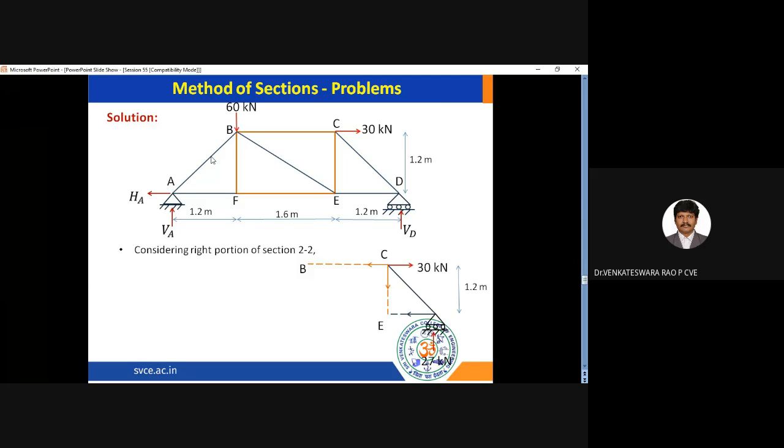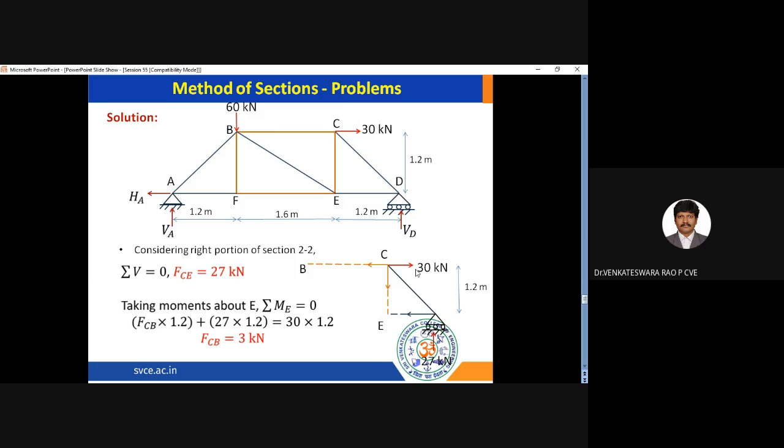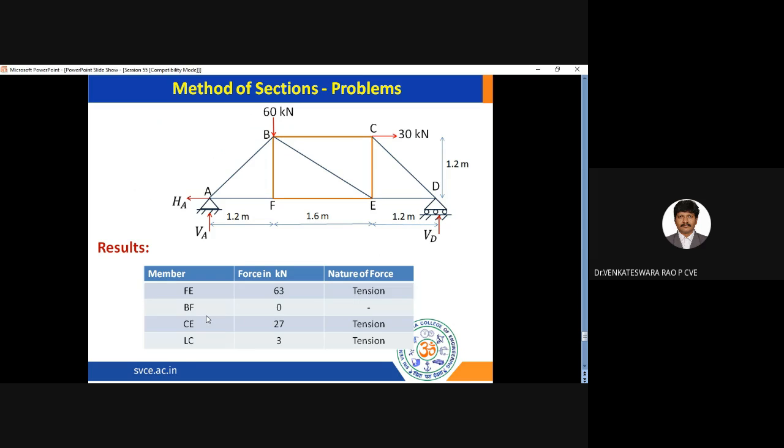Okay. And similarly, you take a section here, the cut point. Then take the right portion. I always try to take the portion that is less complicated, whether left portion or right portion, whichever is easier. So the same procedure you do here. Section 2, I want to calculate CB and CE. That is what I did here. So do this as a homework for you. Anyway, I will upload this. And before looking into this solution, please try yourself. Close the solution, then you can check the answers.